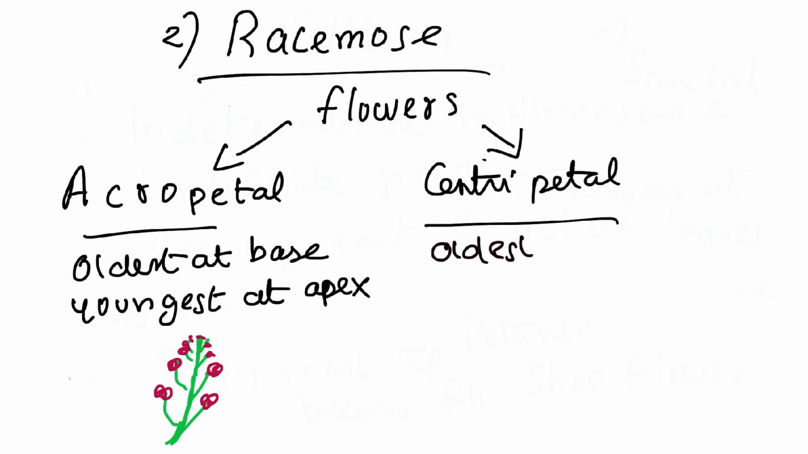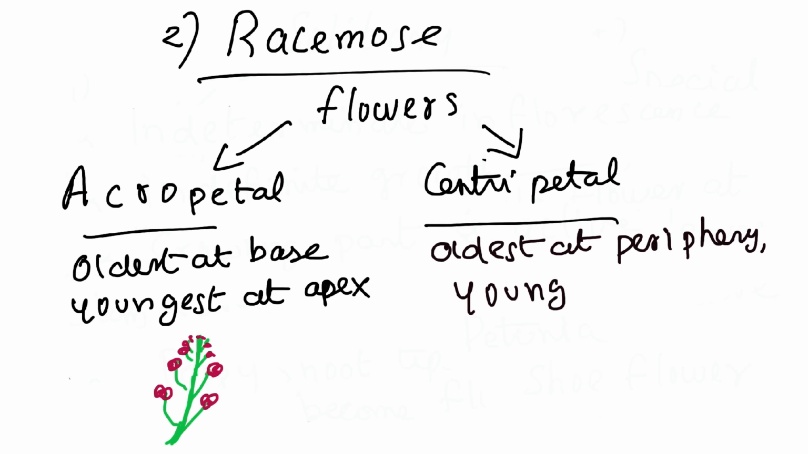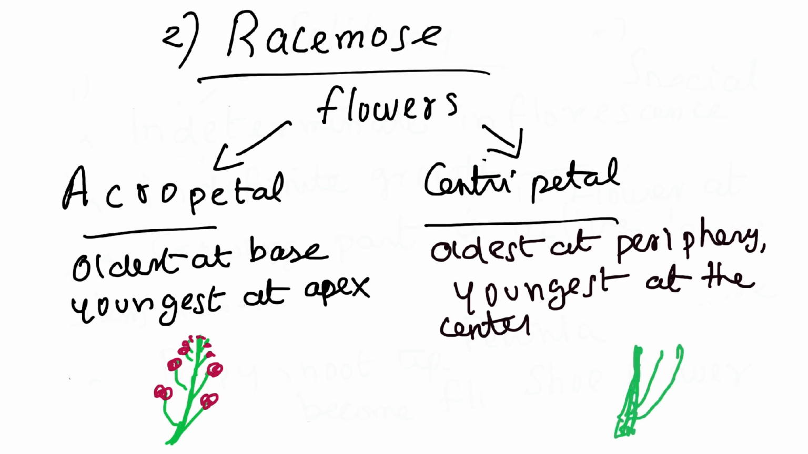So a key point to note in these two cases is how the flowers are developing from the peduncle. It's because of that kind of development that the flowers are either becoming acropetal or centripetal. So acropetal, oldest flowers at the base, youngest at the apex. Centripetal, oldest at the periphery and younger flowers towards the center. So note those points. These are the two kinds of flowers we see in the case of racemose inflorescence.